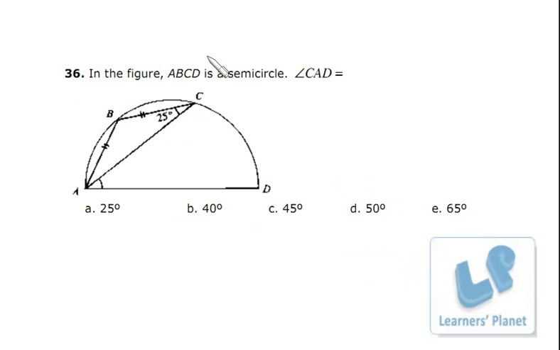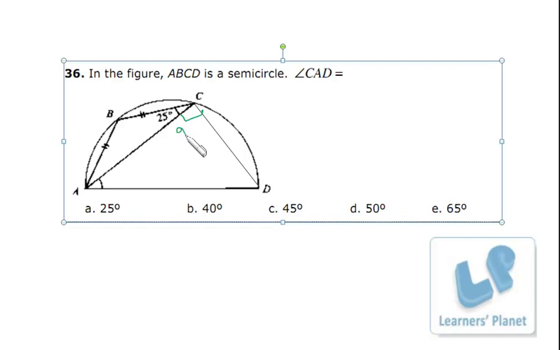In the figure, ABCD is a semicircle, find angle CAD. Okay, first of all, what we do, we join D and C. Now this is an angle in a semicircle, so it must be 90 degrees. Now this line is equal to this line, so this angle must be 25. So if this is 25 and this is 25, in this triangle it should be 130 degrees.